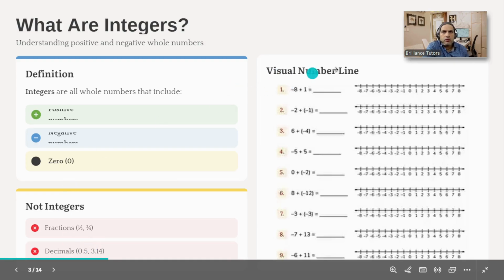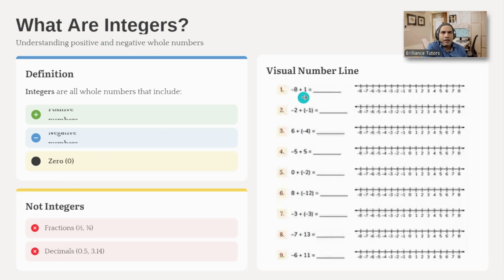So suppose we have to visualize minus 8 plus 1. Minus 8 is here and plus 1 we have to move to the right side. So that will be minus 7. And here is minus 2, and that will be minus 1. When we are going to subtract, we move to the left side. Okay, so minus 2 is here, and when we subtract 1, that will become minus 3. This way we are going to solve these questions.